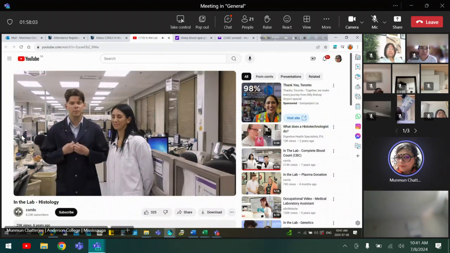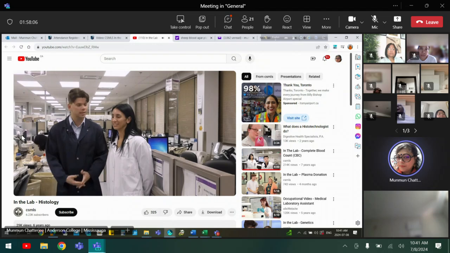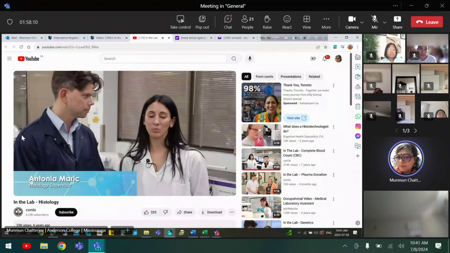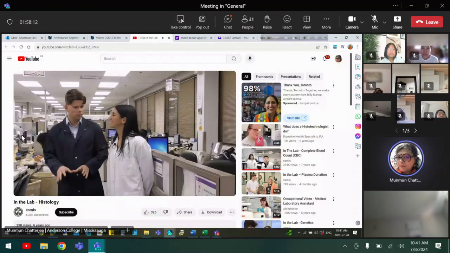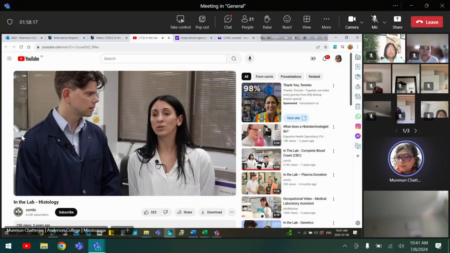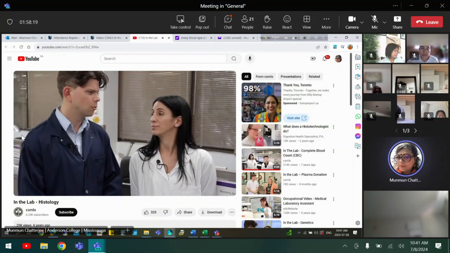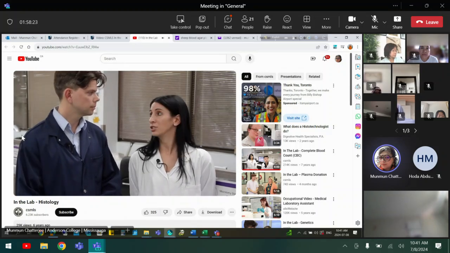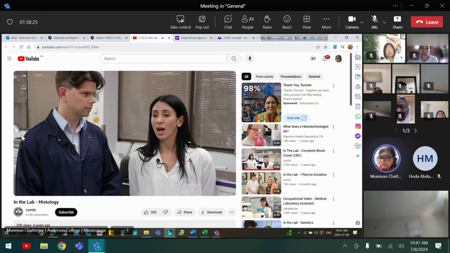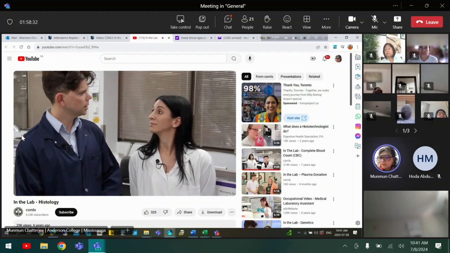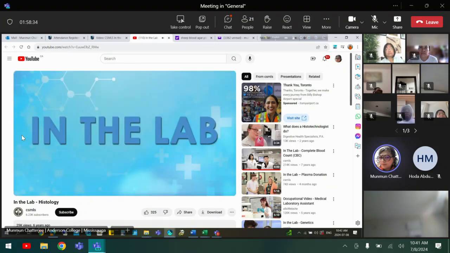I've got my visitor lab coat on today because I am visiting Antonia in the lab. Antonia, what is your position here? I'm the histology supervisor. And what lab is this? This is the histology lab. Here we handle specimens that are tissue. Skin tissue, GI tissue, so gastrointestinal tissue, and gynecological tissue. Those are our top three major ones. We also see oral tissue, which dentists submit.